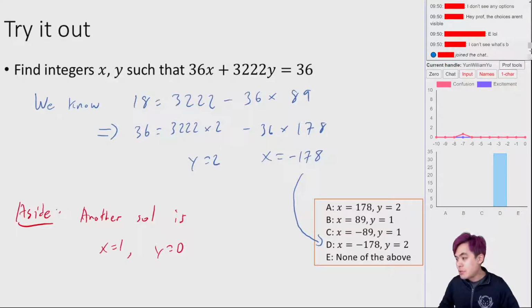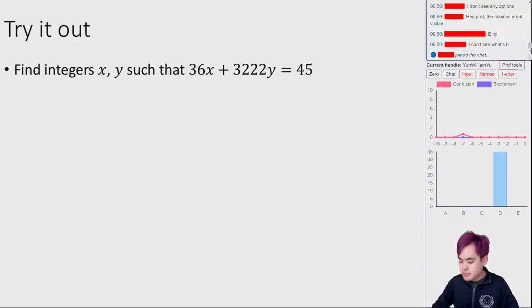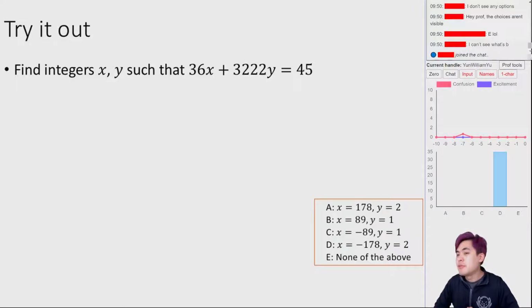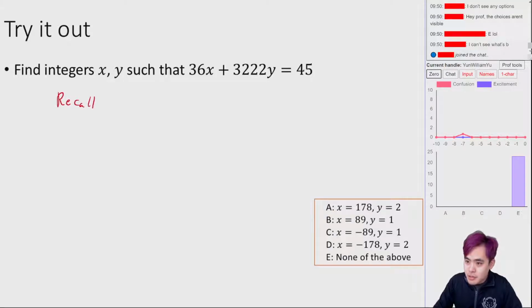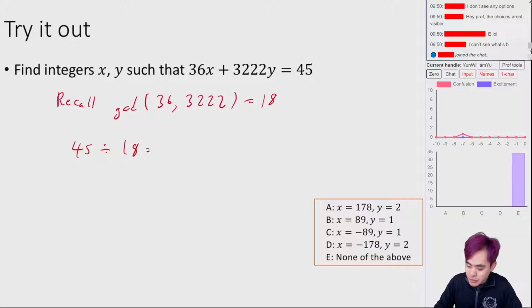Okay, let's do another one. What about 45? Let me zero out the chat. So what about 45? Okay, this one should be straightforward because we can recall that the greatest common divisor of 36 and 3,222 is equal to 18, and 45 divided by 18 is equal to 2 remainder 9, so not a multiple of 18, so not possible.